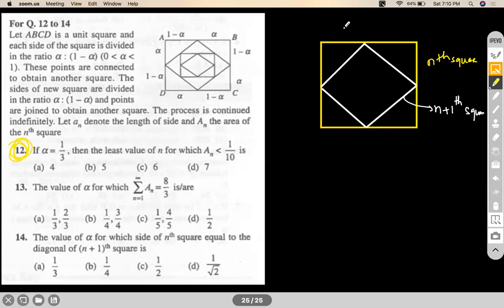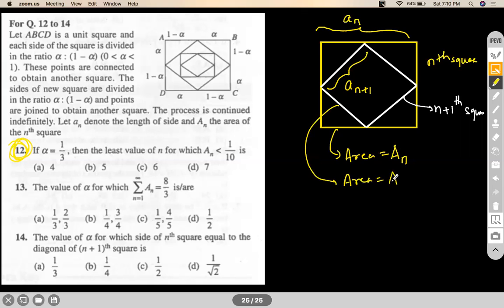Now let us say this whole length was small an, and this length was an plus 1. And let's say the area of this square is capital An, and the area of this square is capital An plus 1. Now, first of all, we all know that this ratio is 1 minus alpha is to alpha. So I can safely assume that this length, let me name it A, B, C, this length is 1 minus alpha An, and this is alpha An.